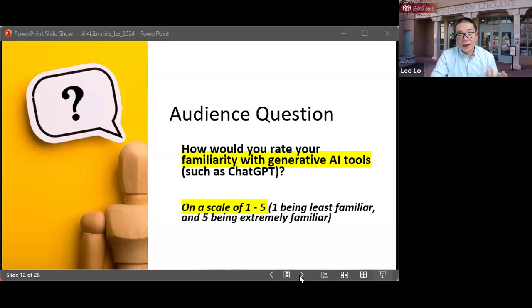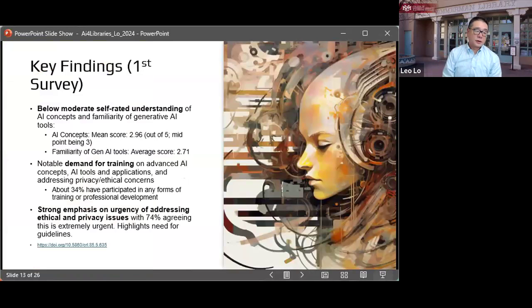The reason I ask is because I asked a question like this in the surveys. So in the first survey, 6 months after ChatGPT came out, there was, I would say, below moderate self-rated understanding of AI concepts and familiarity with generative AI tools. Out of 5, midpoint being 3, the mean score was 2.96 for their understanding, and for how familiar they are with Gen AI tools, the question I asked you, it was 2.71. So it's definitely below the midpoint.